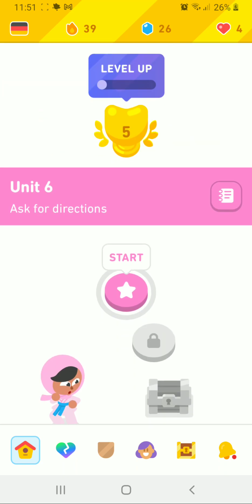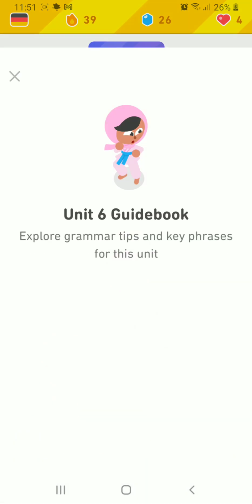Okay, guys, so now you can take a pause if you want, because we are done with all the units. We have reviewed the guidebooks, the grammar points, the vocabulary, and so on. So we are ready to start something completely new, and that's how exciting it is. Let's start with Unit 6 without further ado. How to ask for directions.